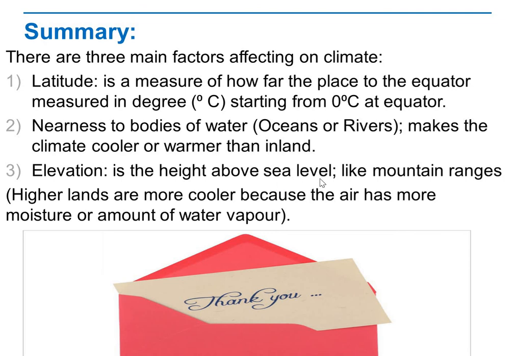Elevation is the height above sea level, like mountain ranges that we know. Higher lands above the mountains are cooler. Unlike the other side of the mountain, which will be dry because most of the water vapor, most of the precipitation, has finished on the other side.